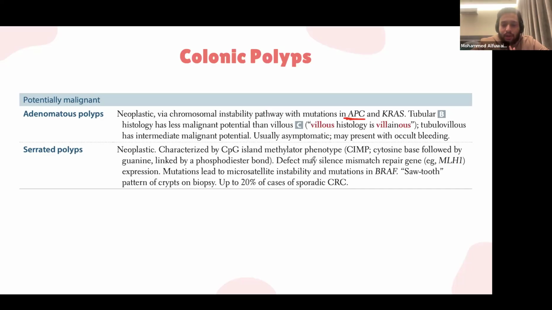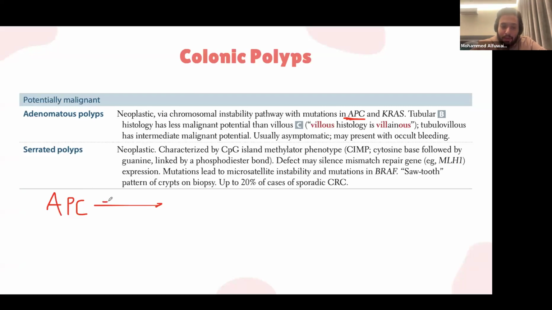You have one which is called the chromosomal instability pathway, and the other one is the microsatellite instability pathway. These two polyps are involved in both. So number one is you have a defect in APC. APC is in the chromosomal instability pathway. This later on will form the adenomatous polyp. This mutation, number one, will form an adenomatous polyp.